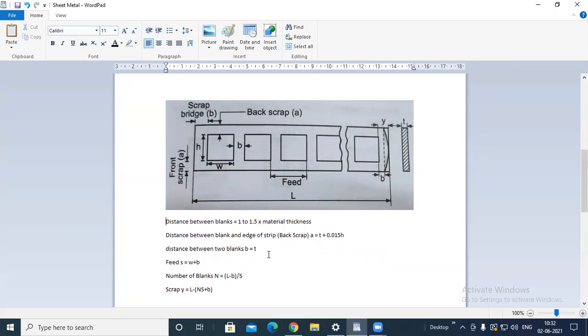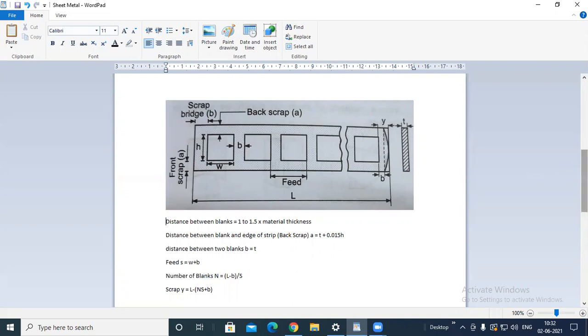Now we are going to see the next, that is the cutting forces. The cutting force required to cut a material is equal to the area to be sheared times the shear strength of the material. That means we are going to calculate the cutting force.